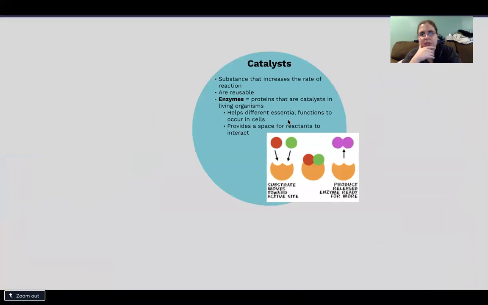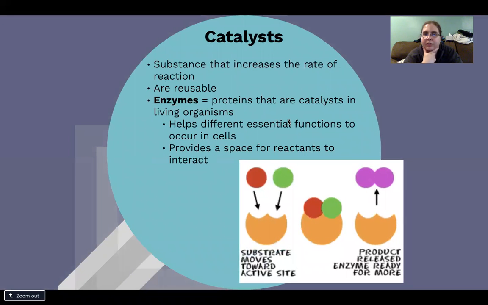All right, so let's talk about living systems specifically. We have these things called catalysts. And what they are, they're substances that can increase the rate of reaction. The nice thing about these is they are reusable. So what specifically occurs is you have something that you can add to a reaction to make the reaction go faster.